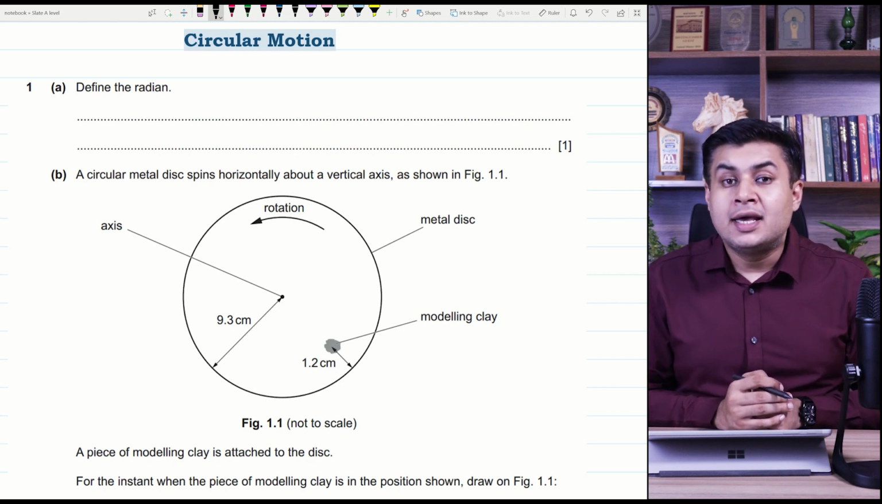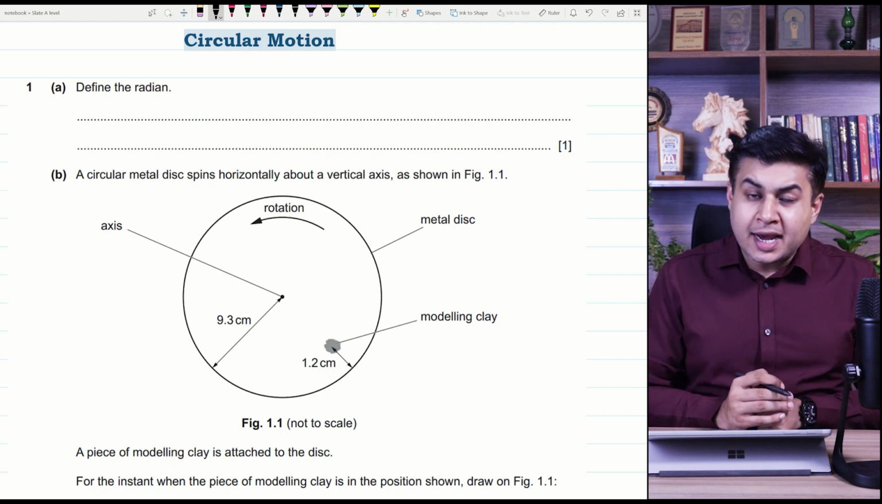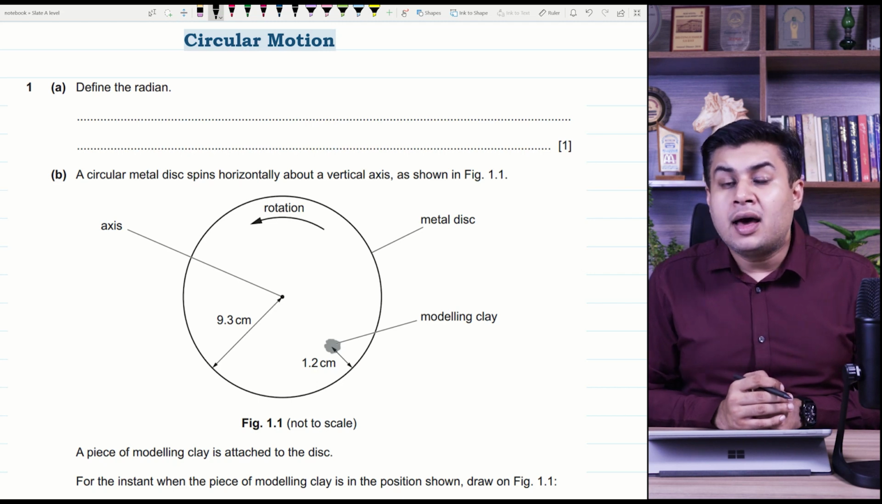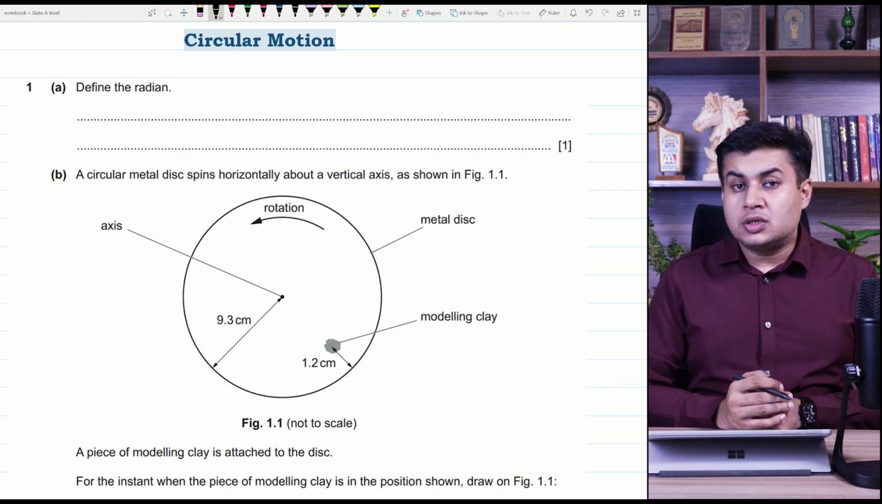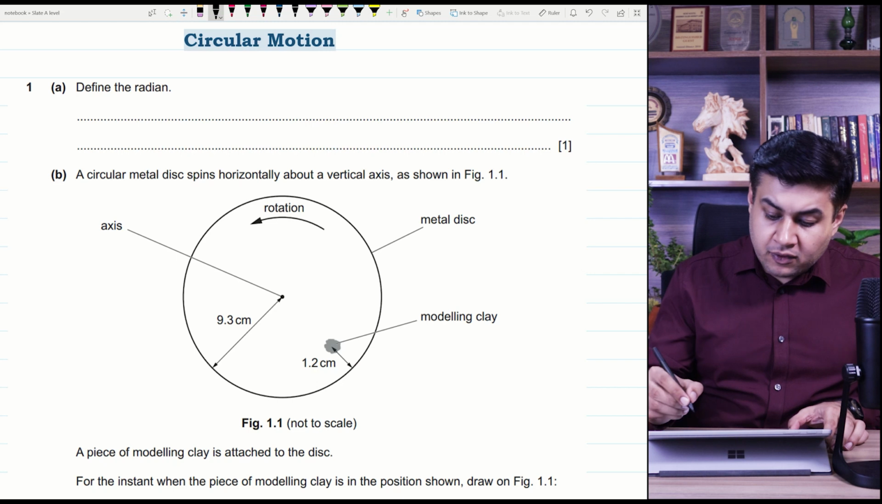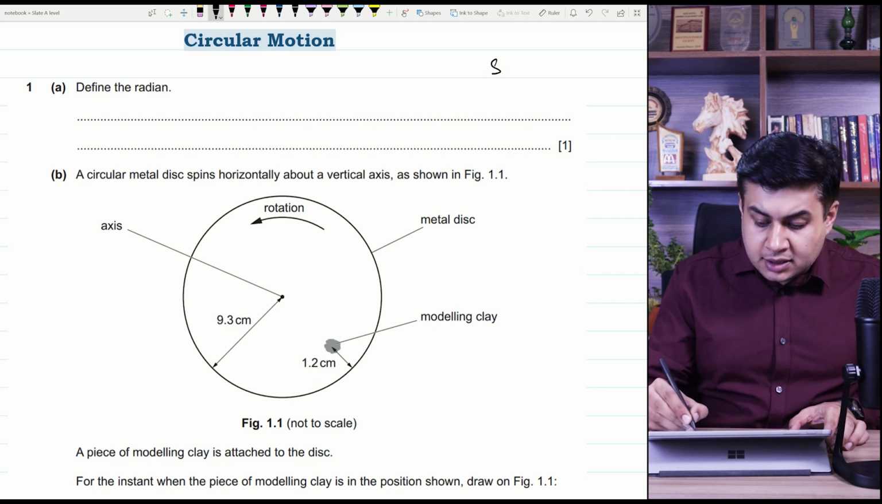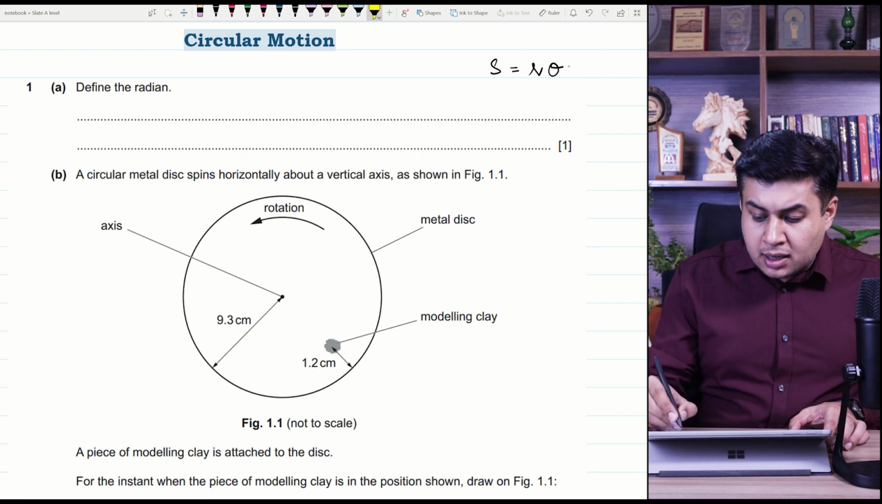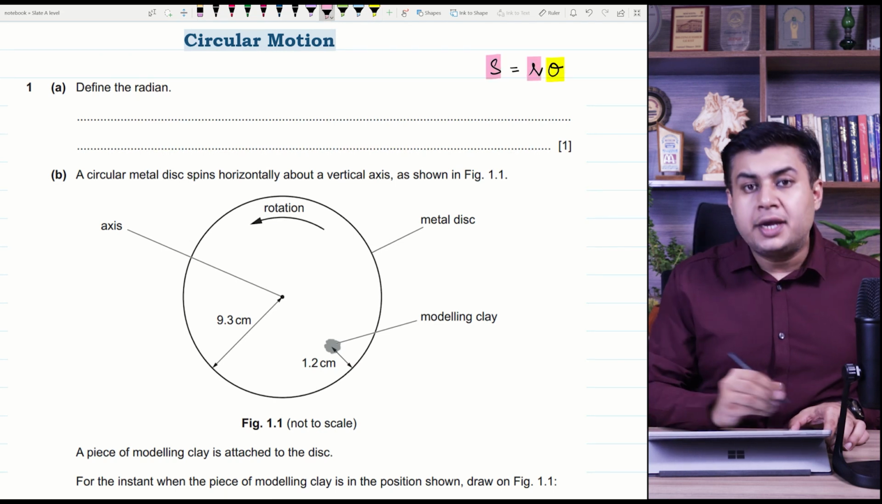You all know that a radian is an angle formed by an arc at the center of a circle such that the arc length is equal to the radius of the circle. What is the equation of arc length? Arc length S equals r theta. ठीक है, जब ये एंगल 1 रेडियन होगा उस वक्त आर्क लेंथ विल बी इक्वल टू द रेडियस ऑफ सर्कल.